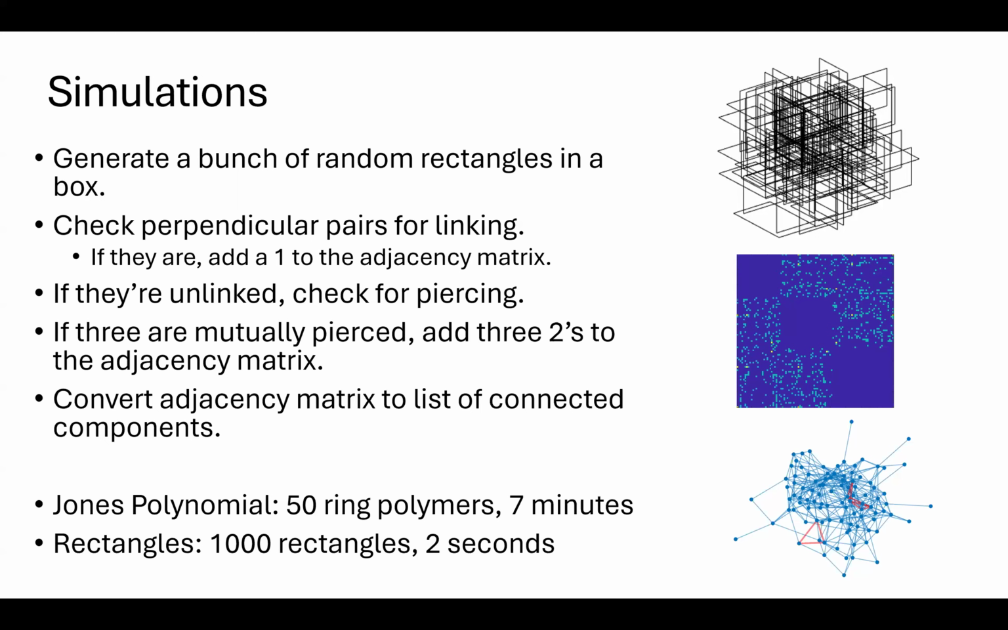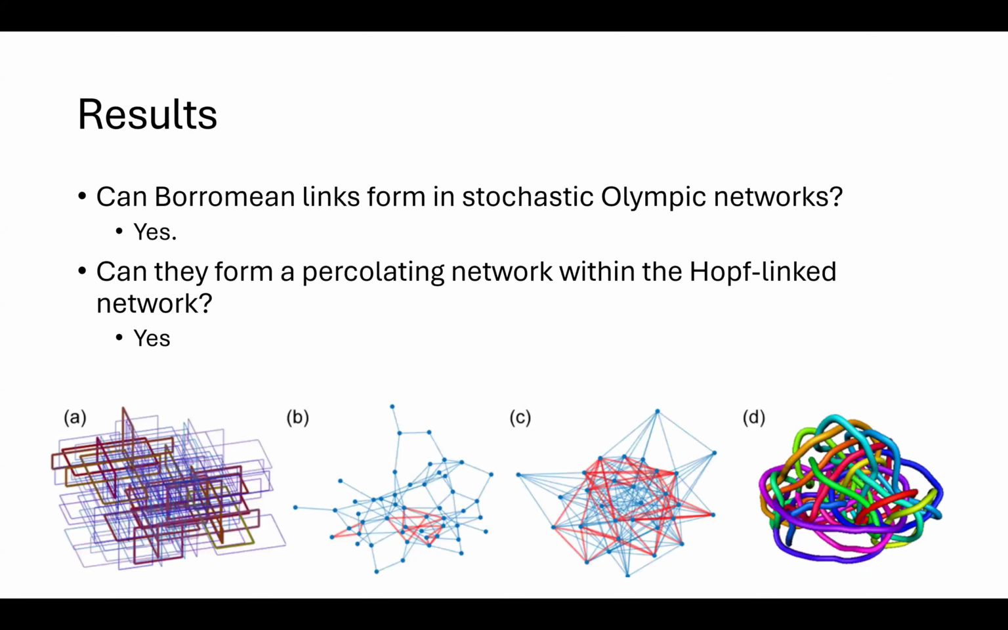This here's just an example going from rectangles in a box to the adjacency matrix to the hypergraph. With the Jones polynomial, 50 ring polymers took about 7 minutes. With the rectangles, 1,000 rectangles took about 2 seconds. So we can learn things that we can't really learn with the polymer simulation at this time.